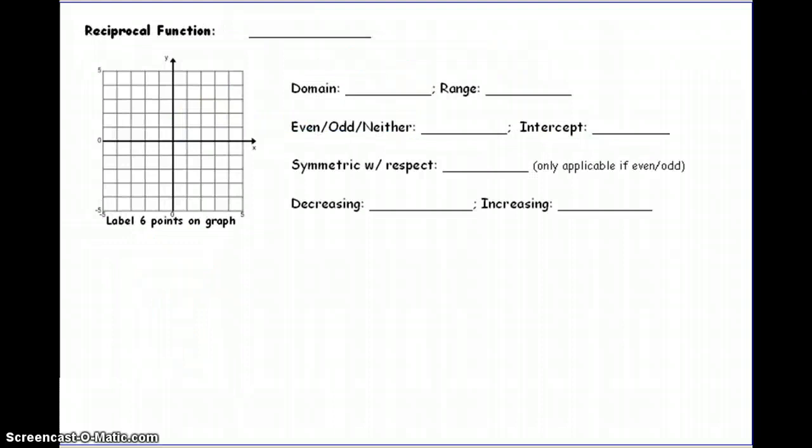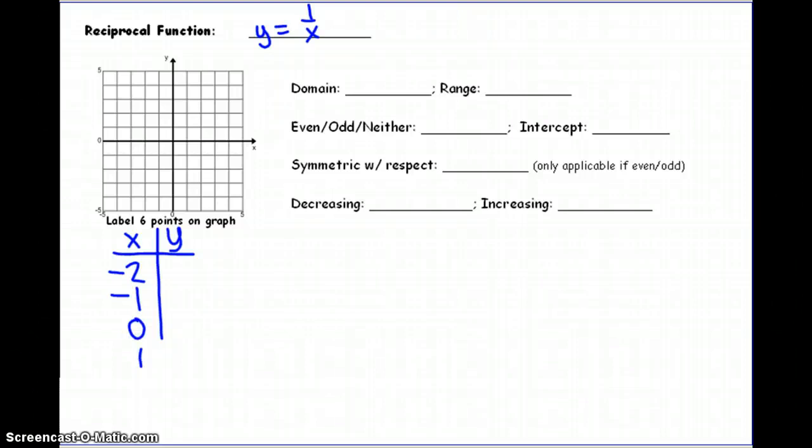Reciprocal function. The equation of the parent graph for a reciprocal function is 1 over x. And they are asking us to label 6 points on the graph. So I'm going to pick the points. Let's go with -2, -1, 0, 1, 2, 3. So I have 6 points. So when I plug in -2, I get -1/2. When I plug in the point -1, my y value is -1.